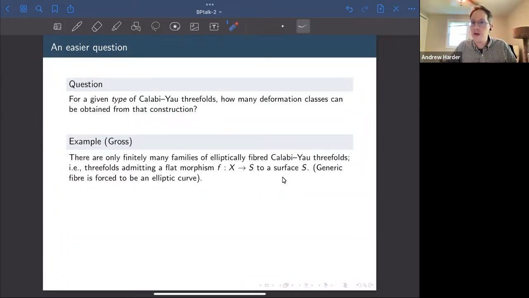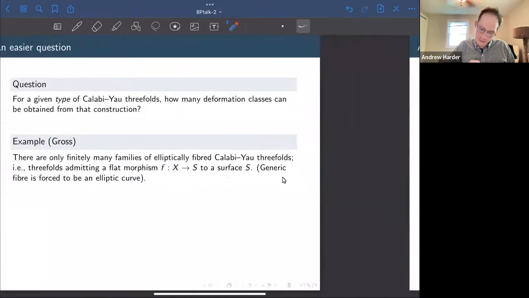There are follow-up results by people whose names I forget in higher dimensions, so not just threefolds, but I forget who this is due to, so I'm not going to say anything more. I'll just mention that they exist. Okay, so this classification question is known.